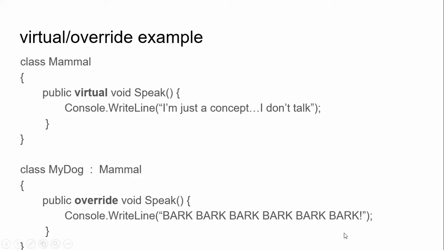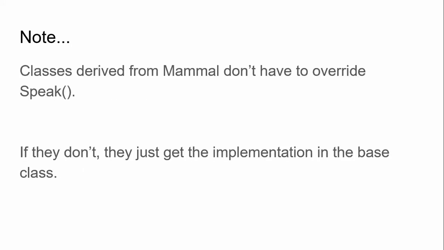So that's an example of how you use virtual and override. They're going to be used in pairs or in tandem. You can't override a function unless it was declared virtual in the base class. So there's an example of how to use virtual and override. They go together. They're used in pairs.